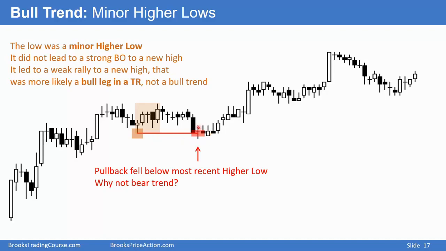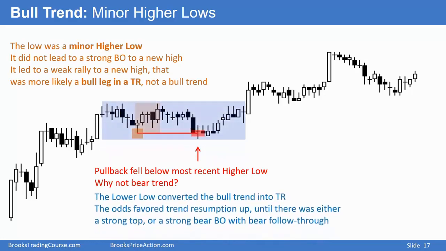Lower low, but it converted the bull trend into a trading range. We have a bear breakout and a lower low, but we held above the major higher low. So at this point, the pullback grew into a trading range still in a bull trend. The odds still favor trend resumption up.